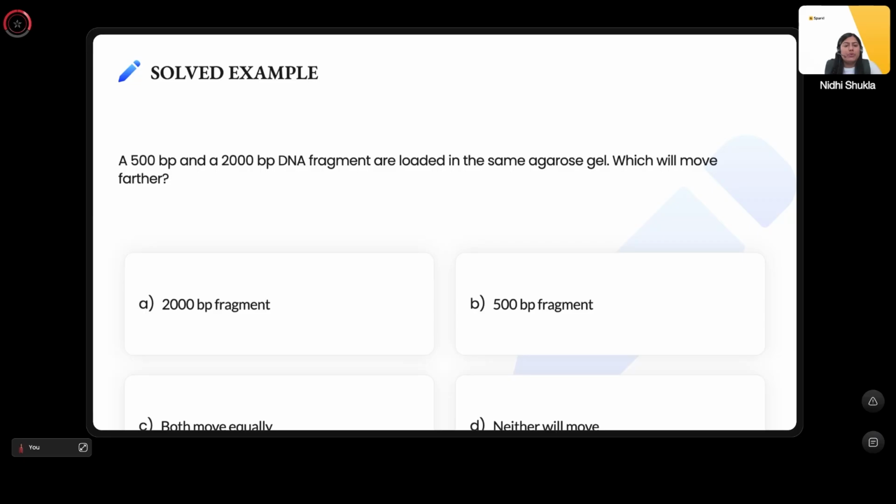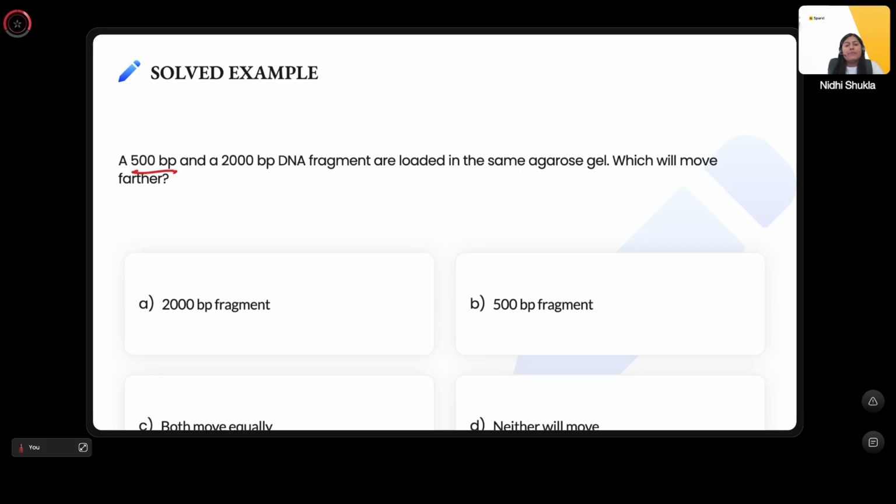Now, there is one more question. A 500 base pair and a 2000 base pair DNA fragment are loaded in the same agarose gel, which will move farther? If you look at this question, students, this is actually an application based question. You already know the theory behind this. We have discussed the theory. Here, we just need to apply that theory.